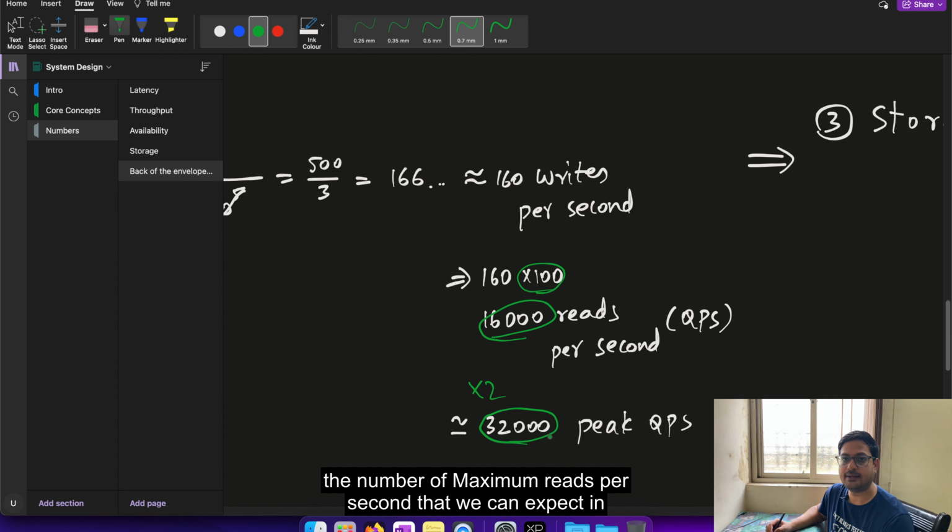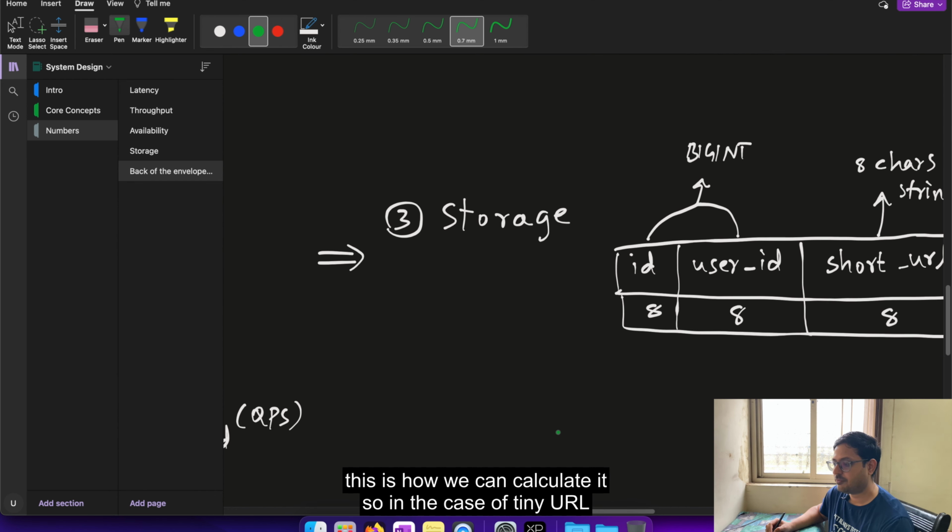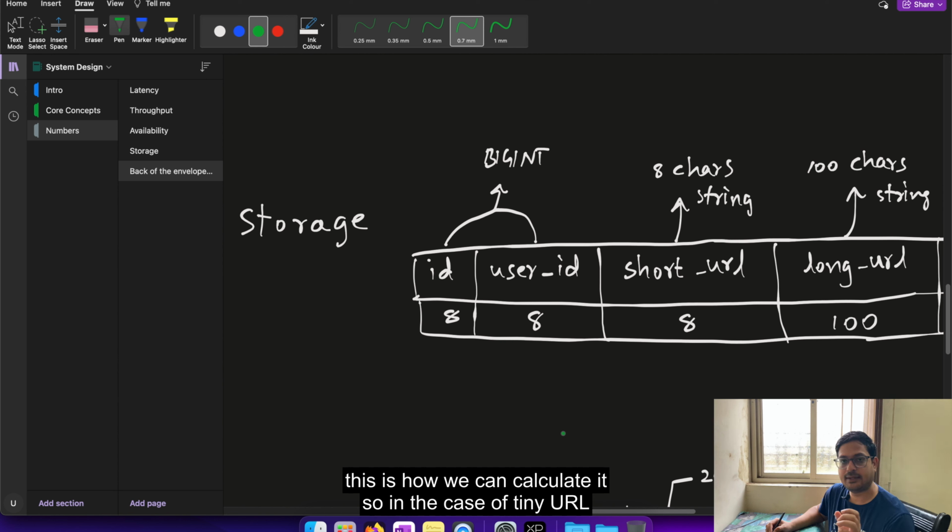So this is how we can get the number of maximum reads per second that we can expect in this system, right? Now let's move on to storage. So for storage, this is how we can calculate it. In the case of the tiny URL problem, we are looking at designing one small table, something like this.